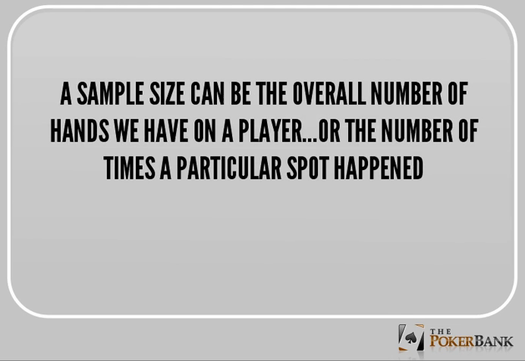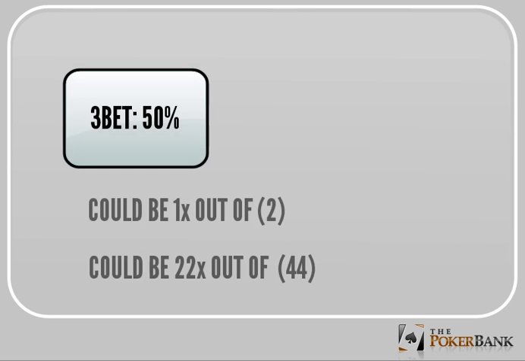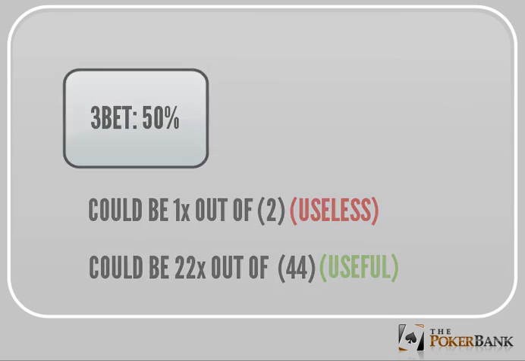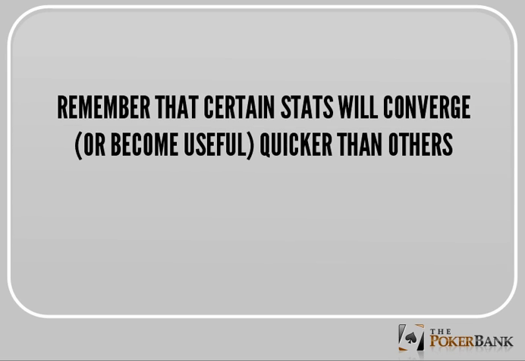You can always talk about sample size as far as how many times a certain situation could have happened. So for instance, if we look at 3-bet and someone has a 50% 3-bet, but it's really 1 out of 2 samples, the sample size isn't really that useful. So his 50% looks massive, but really it's kind of null and void because it's not important nor relevant or useful.